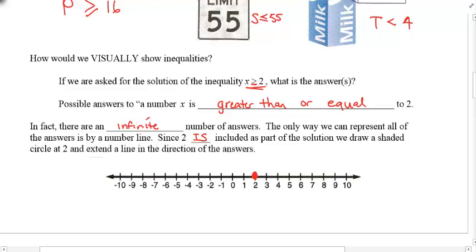And you want to extend the line in the direction of the answers. In this case, it's greater than, so I'll extend it to the right. So if we think about it, all the values that are 2 or more get shaded in, and those are my answers. Okay, that's the visual representation. Okay, turn the page.